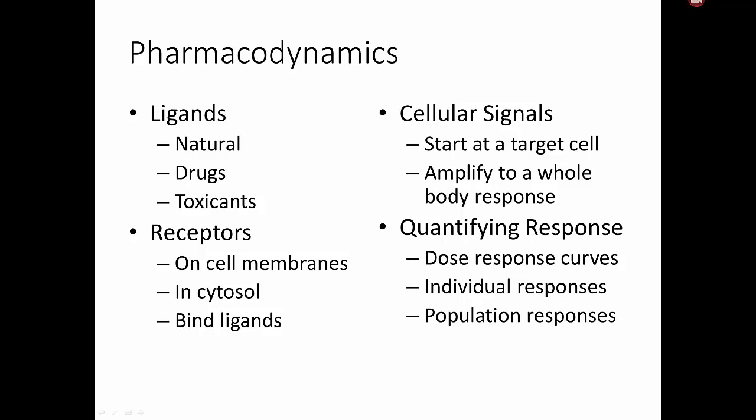After receptor binding, a cellular signal is triggered and amplified throughout the body, resulting in a response that can be measured. You can quantify a response using dose-response curves, measuring an individual response, or evaluating a whole population's response.